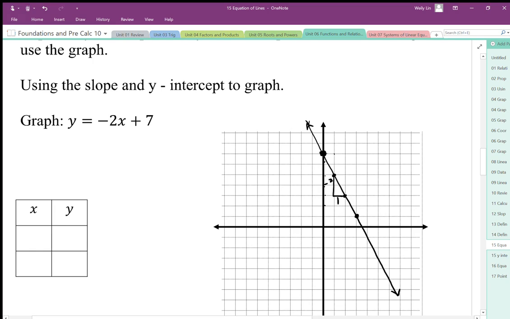I'll do this in a different color. Okay, so when x is 0, y is 7, I get that coordinate. Okay, I'm going to put in maybe when x is 4, y is going to be -1. Yeah, that seems to be on the line. Looks all good. Okay, so the points on this graph that I got from the y-intercept and the progression or the slope, they coincide with the x and y values that I would get on a table.